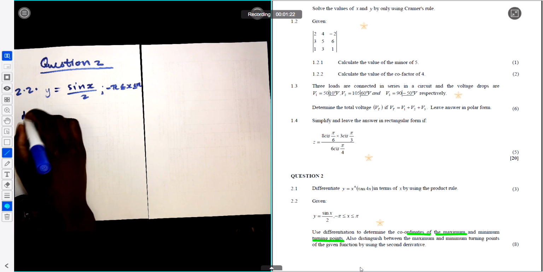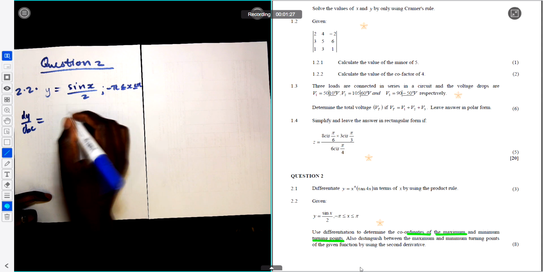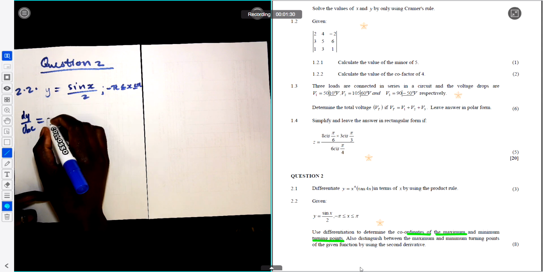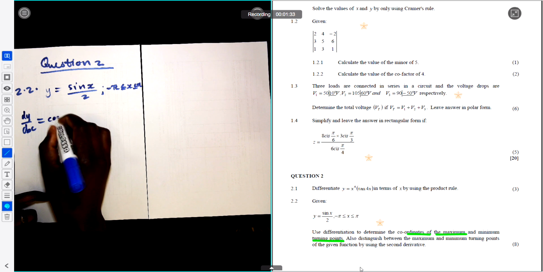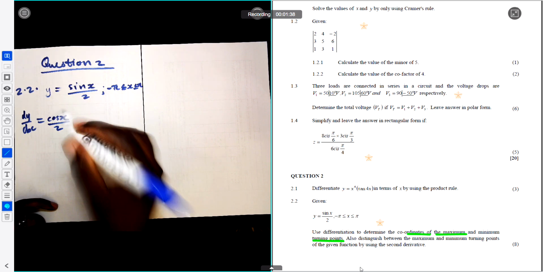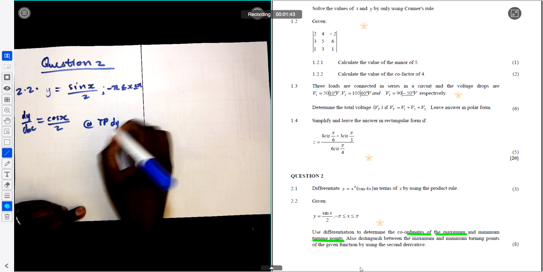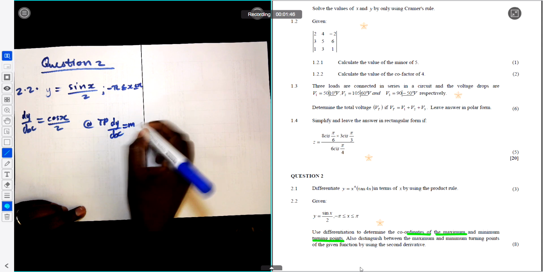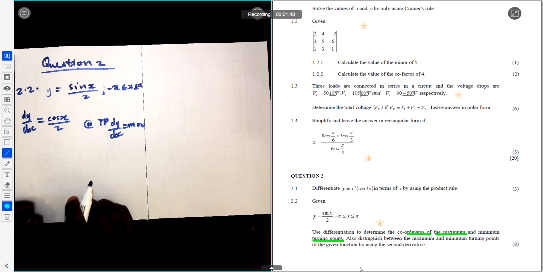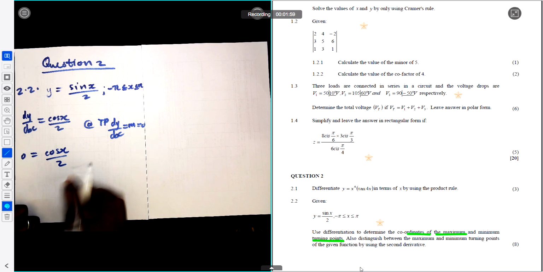So we know that to get the turning points, we need to differentiate the function once. The derivative of sine will be cos x, still multiplied by half. Therefore, at the turning point, dy over dx, which is equal to m, is equal to 0. The derivative of a function gives us the gradient, and the gradient is equal to 0 at the turning point. So therefore we'll say 0 equals half cos x.